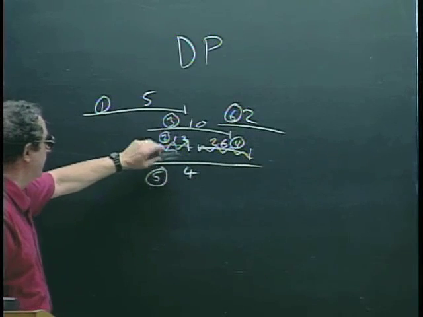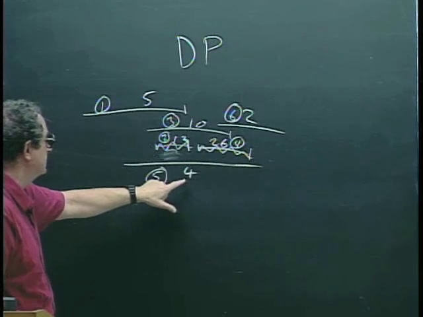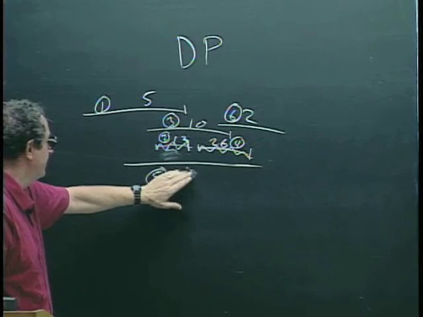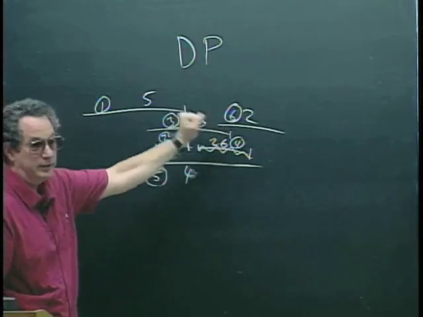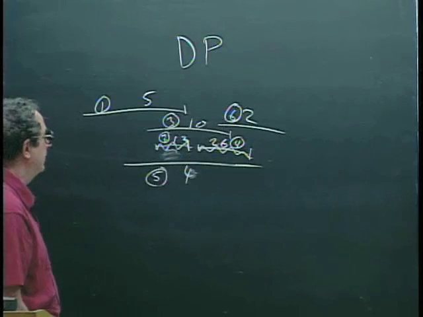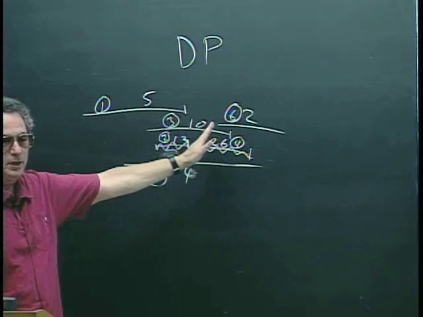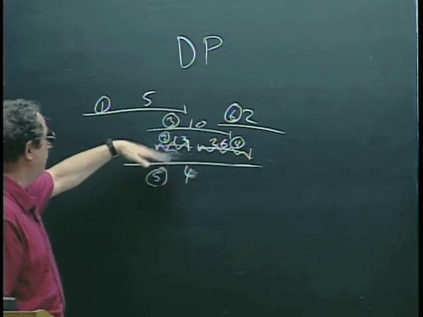1, 2, 3, 4, 5, and 6. That's the interval number. This is the weight. Okay? So the intervals are ordered by finish time, and they have a weight to them.